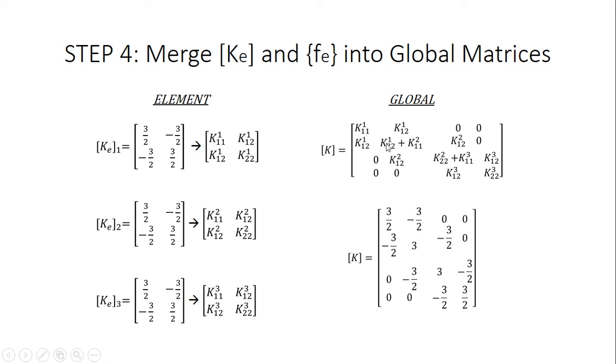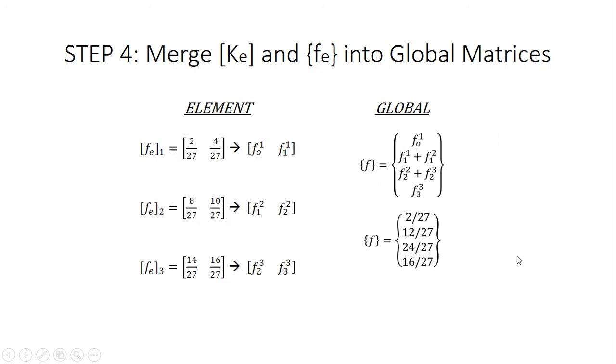You'll notice that we had to merge or add together some of the components of the element stiffness matrices, and this is because element 1 and element 2 share a node, so that's why you have to add those two together, and element 2 and element 3 share a node, which is why you have to add these together. Once you form that global stiffness matrix, add all those components together, this should be the global matrix that you end up with. Again, we are going to do the same thing for the F matrices for each element.